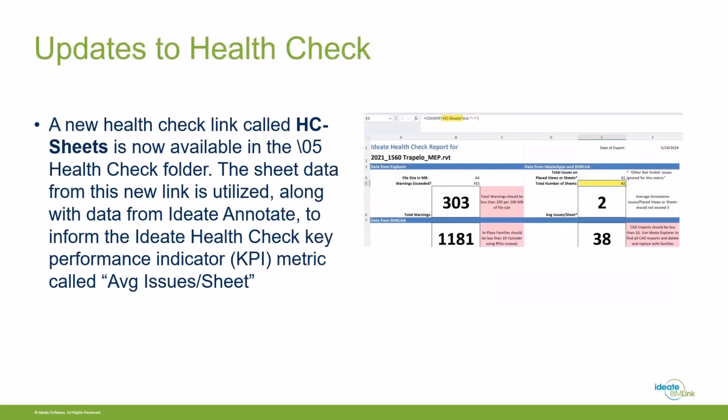And then speaking of the health check, we've added a new health check library link called HC Sheets, which again is used in conjunction with Ideate Automation and the health check. Before, it was using Ideate Annotate to get a list of the sheets and the issues on the sheet. Now we have this separate HC Sheets that should be much quicker. And also you can use it for other elements or other sorts of review rather than just the issues on the sheet, for instance, with Ideate Annotate. So again, it depends what your KPI metrics are.